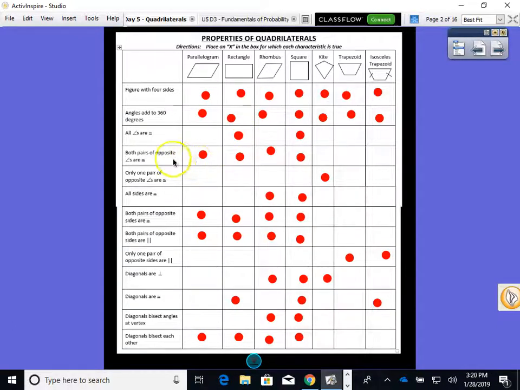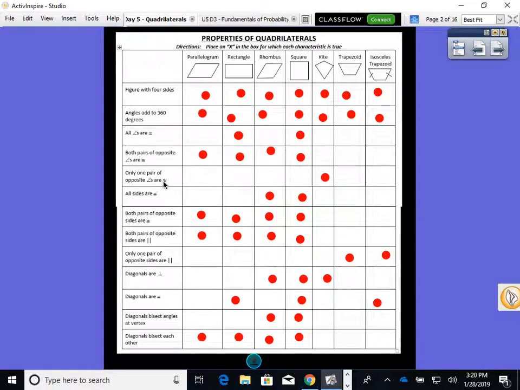For both pairs of opposite angles are congruent. Opposite angles for the parallelogram are those opposite corners. These opposite corners are the ones equal to each other. So yes for parallelograms, yes for rectangles because they're all 90 anyway, so the opposite ones would each be 90. Rhombuses, opposite angles are equal to each other. Square, opposite angles are equal to each other because they're all 90. But for a kite, that's not the case. For a trapezoid, that's not the case. And for an isosceles trapezoid, that's not the case.